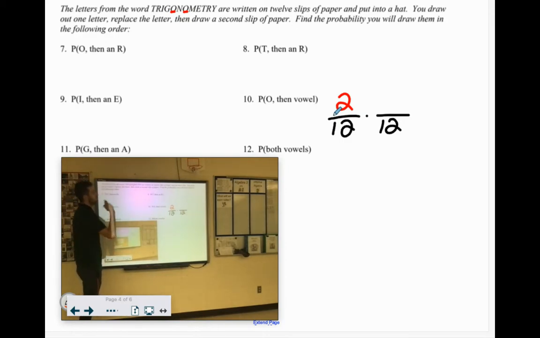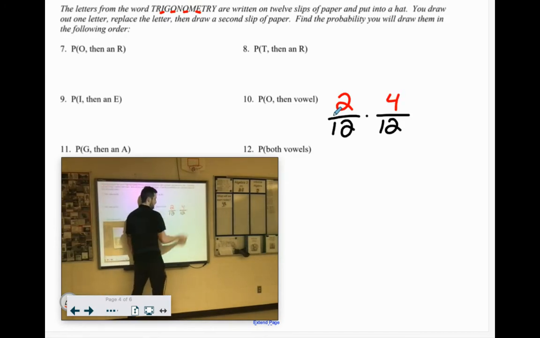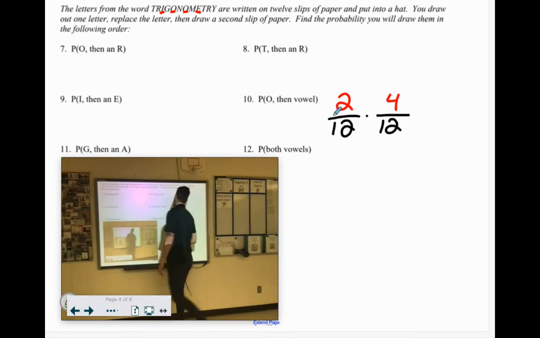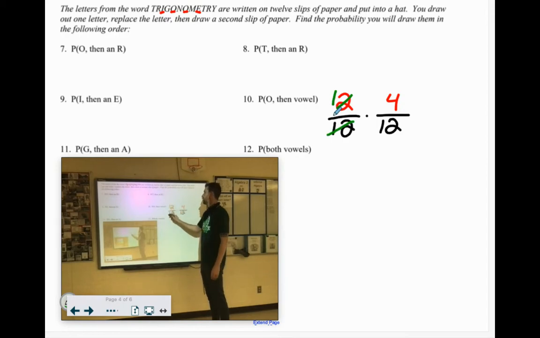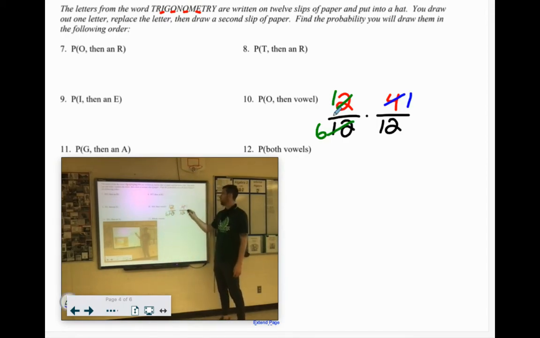Then we want to know the vowels. So we have the 2 O's, the I, and the E. We're not counting Y. So that would be 4 out of 12. Great. Simplify if you can. 2 goes into 12 6 times. Over here, 4 goes into 12 3 times. So we're left with 1 times 1 is 1. 6 times 3 is 18. You can't simplify that anymore.